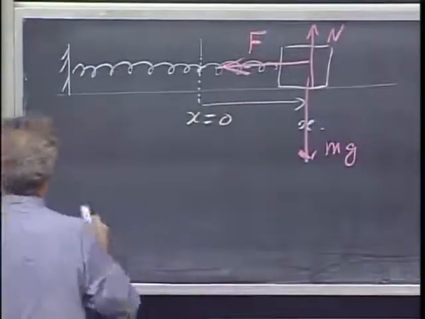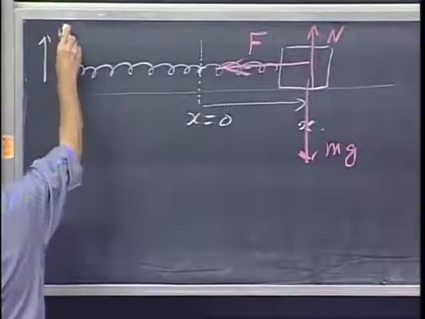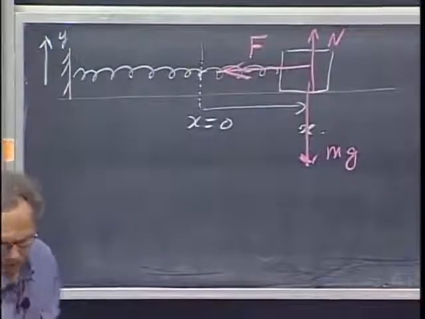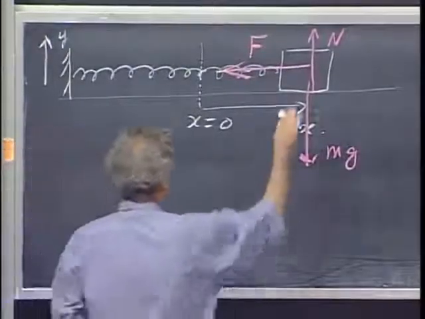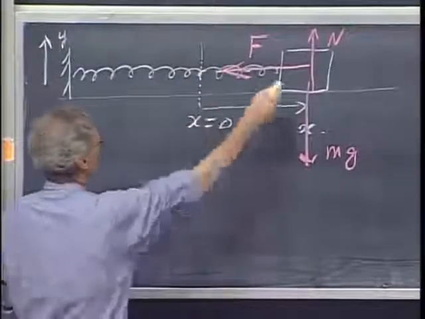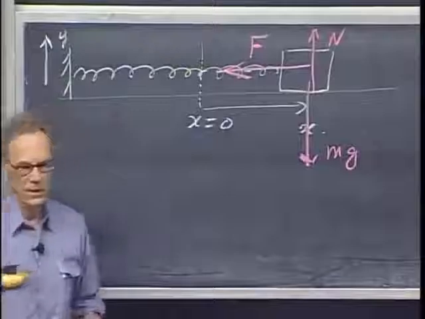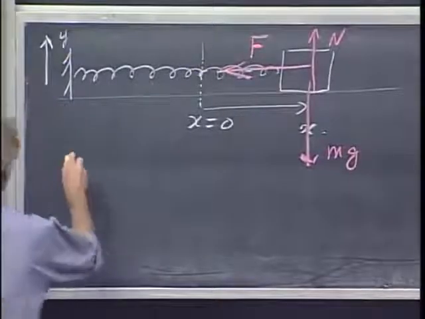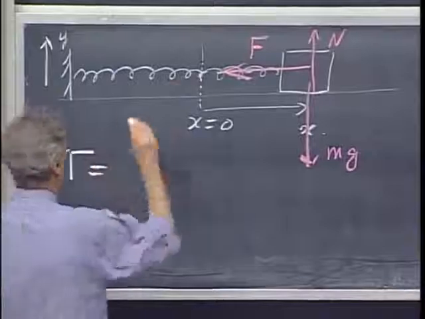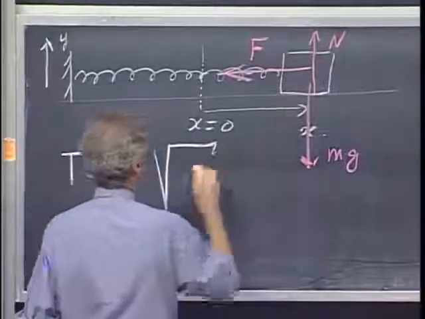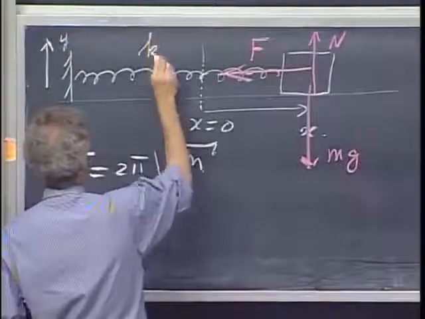So in the y direction there is no acceleration, so I don't have to worry about the forces in the y direction at all. If I release it, it will start to oscillate about this point back and forth. As I will show you now, the period of oscillation, the time for one whole oscillation, is 2 pi times the square root of the mass m divided by the spring constant k.